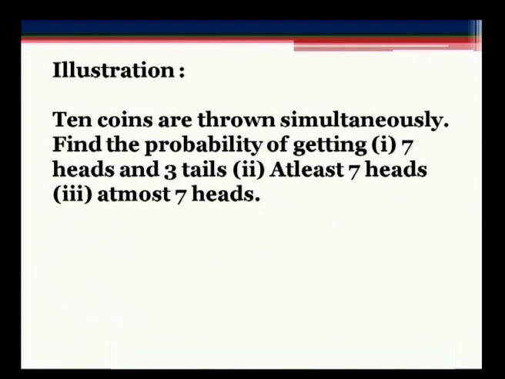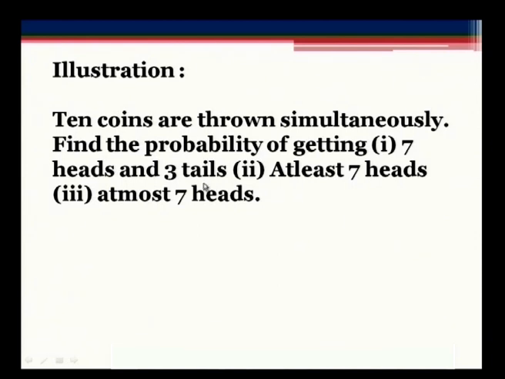That is, 10 coins are thrown simultaneously. Find the probability of getting 7 heads and 3 tails. In 10 coins, we have to find the probability of getting 7 heads. The 3 tails are obvious. Although it is given as 7 heads and 3 tails, we have to find out only the probability of 7 heads, because when the 10 coins are thrown, if 7 coins are showing heads, it means the remaining 3 will show tails. So this is an adjoint, and we are not finding at least 7 heads or at most 7 heads probability. Let us see how to do this problem.